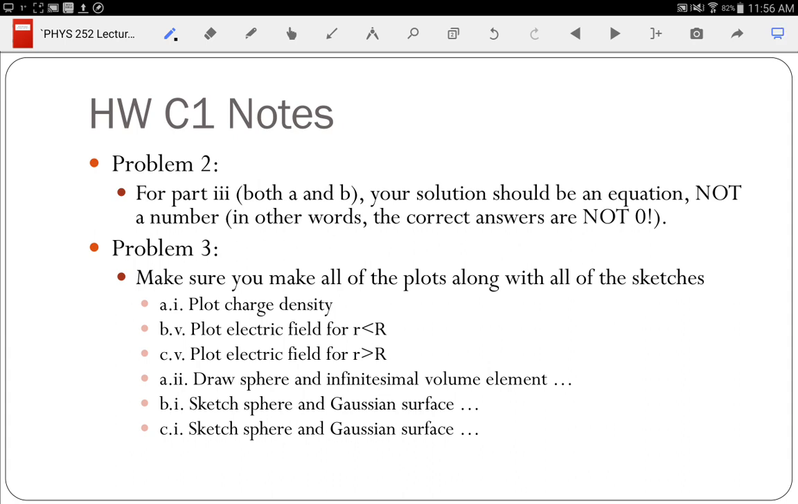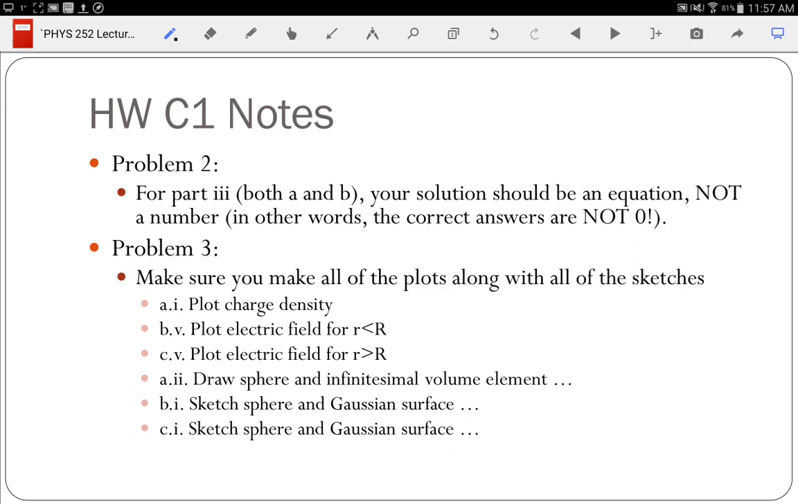The thing that I have here is for parts 3 in both A and B, it asks you what this becomes as your distance away from the dipole becomes very large compared to the separation of the two charges. If you are sloppy, you'll just say, oh, the answer is 0. Well, it does approach 0 as you get far away, but the answer that I need for this is an equation. The form of the equation when R is much, much greater than L.